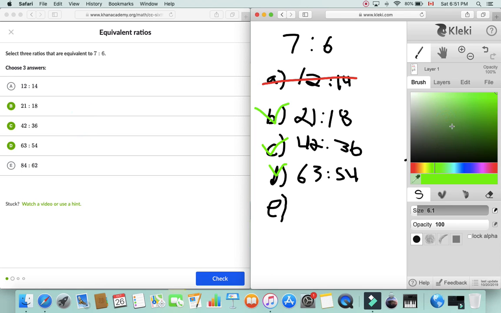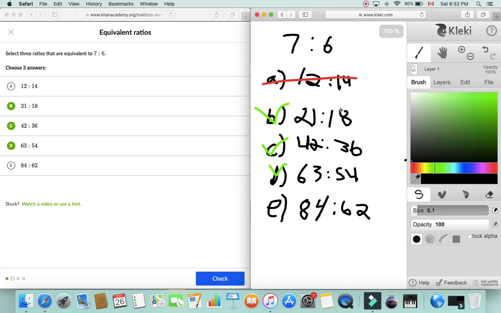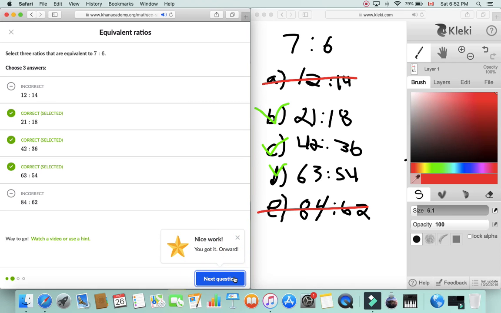Well, I'm not. I'm going to check the last answer and see why it's wrong. Okay, first of all, you can't get to 84, I mean, 7 times 12. If you don't believe me, use a calculator. But how about 62? You can't, because 6 times 10 is 60, and you need another 2 to get to 62, but you can't do that, obviously. So this is also wrong. So the answers are B, C, and D. Let's go.